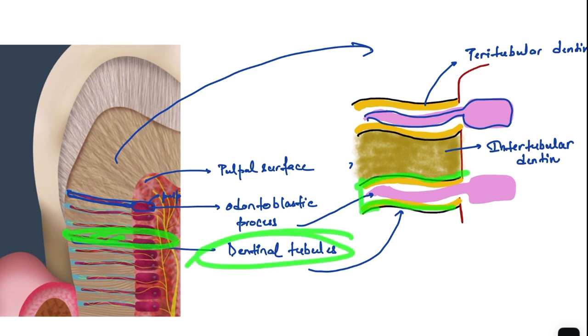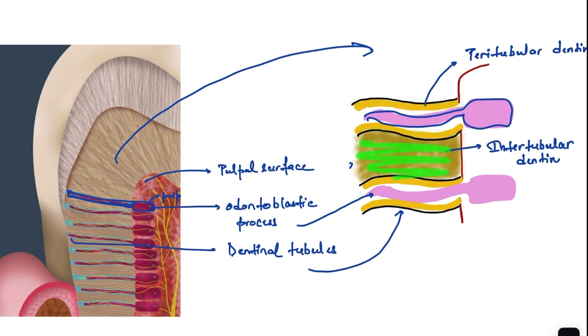Over here, you can see this is the dentinal tubule. So your dentin is made up of your dentinal tubules and a substance in between these tubules. This is called the intertubular dentin. So this has many components.